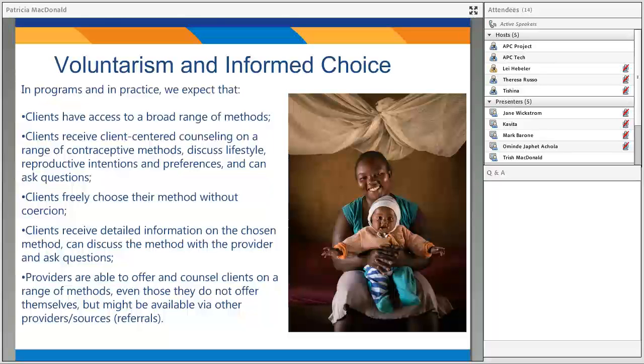Volunteerism and informed choice is of high importance, and especially important for Tubal ligation, which we're discussing today. In programs and in practice, we expect that clients have access to a broad range of contraceptive methods. They receive client-centered counseling on a range of methods, discuss lifestyle, reproductive intentions and preferences, and have the ability to ask questions. They freely choose their method without coercion. Clients receive detailed information on the chosen method, and they have the opportunity to discuss the method with the provider and to ask questions specific to that method. Providers are also able to offer and counsel clients on a range of methods, even those they do not offer themselves, but might be available via other sources, such as through referrals.